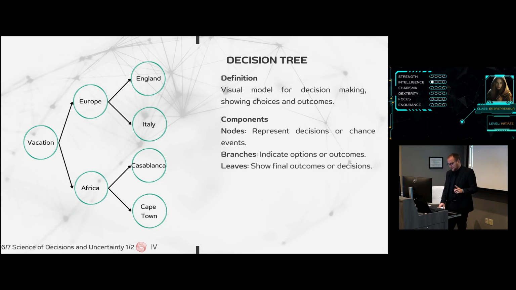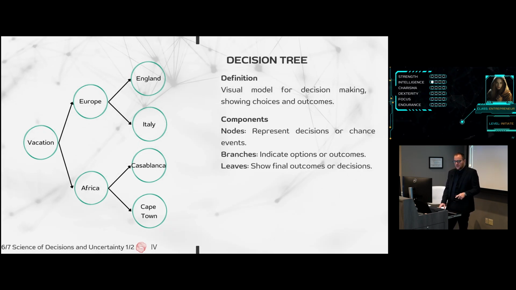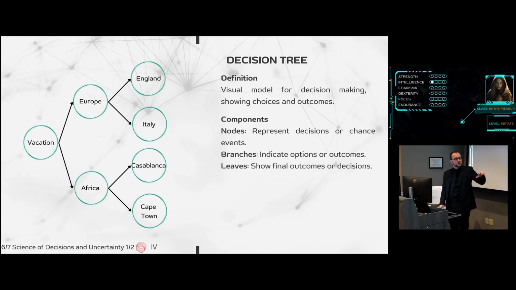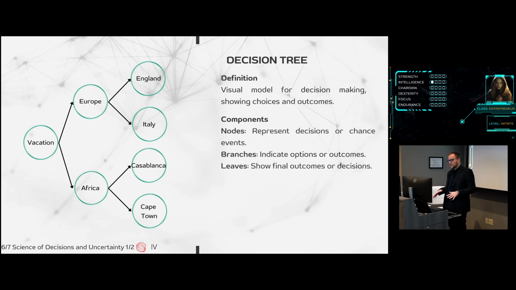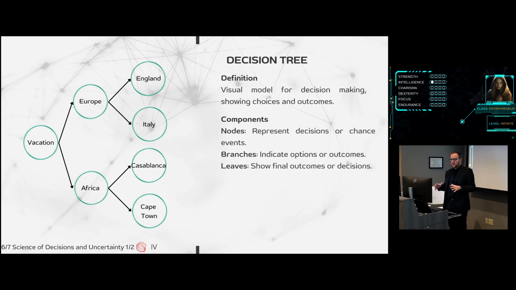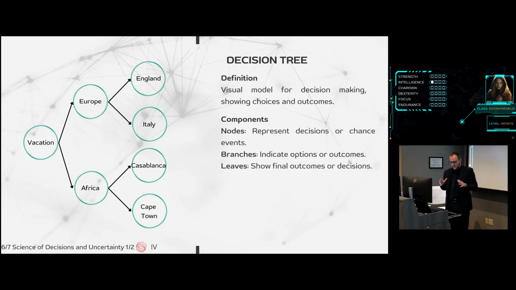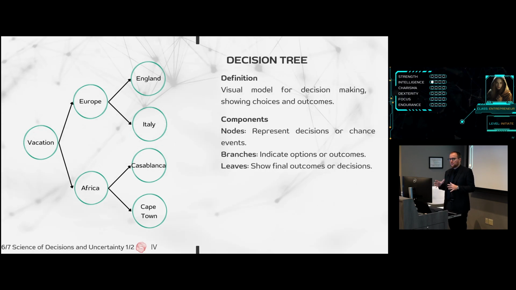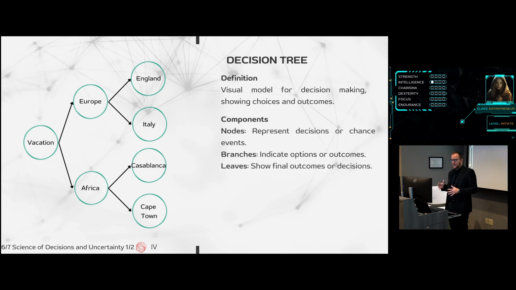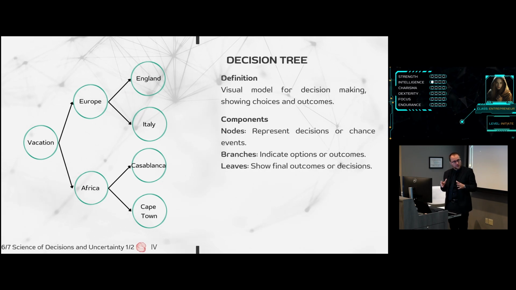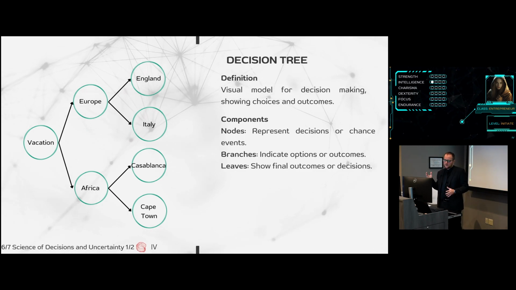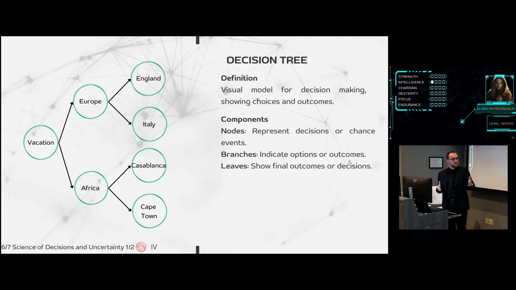Now, we're going to be upgrading this concept. You can always expand the decision tree more and more depending on your situation, but this is a simple representation just showing how the concept works. So again, you have a task to go on a vacation to Europe or Africa. And by choosing one of those, you have to make the next decision of going to England, Italy, or Casablanca or Cape Town.